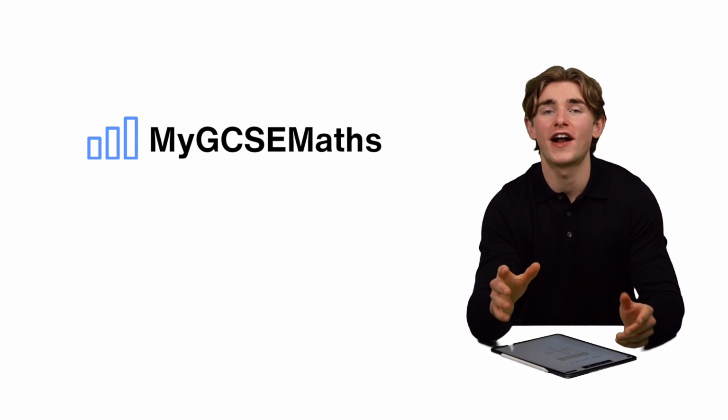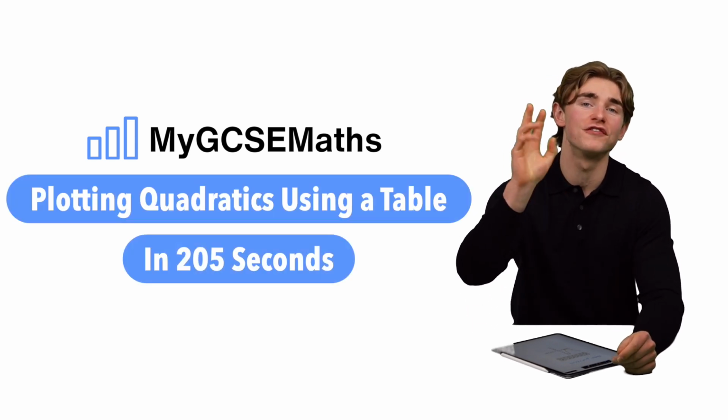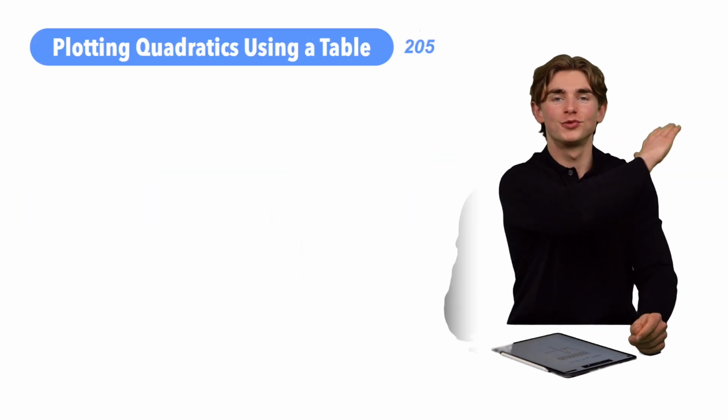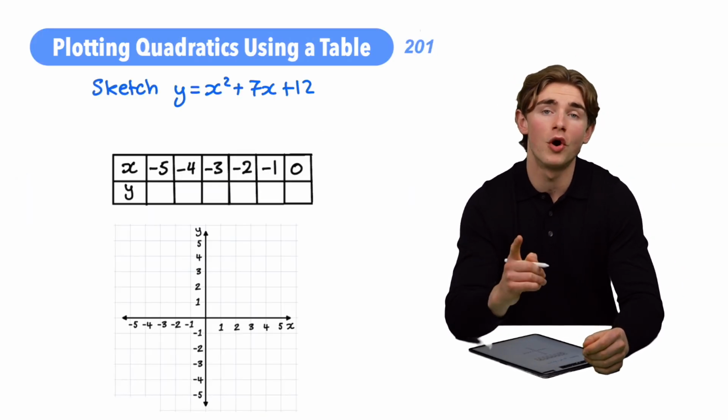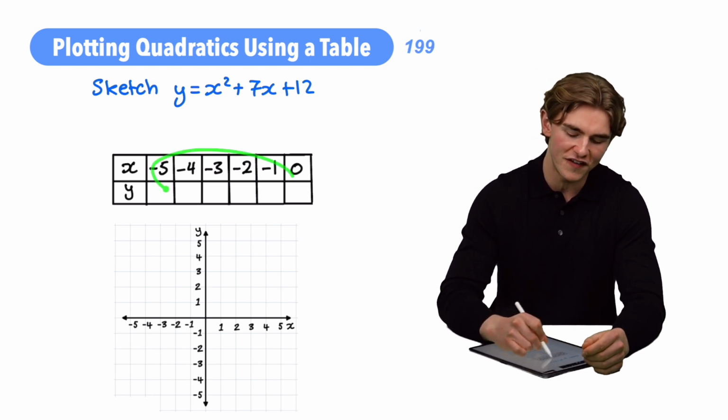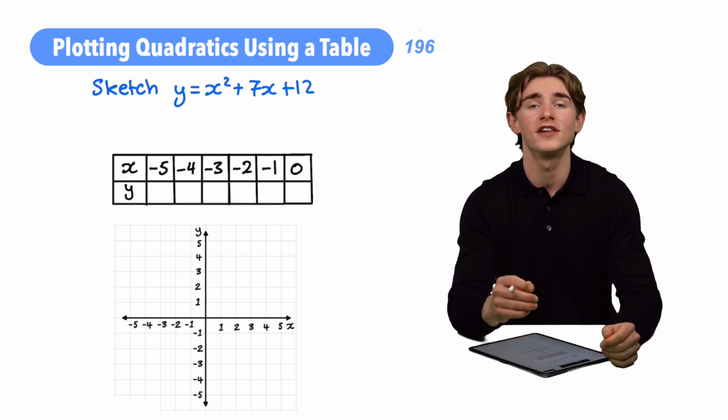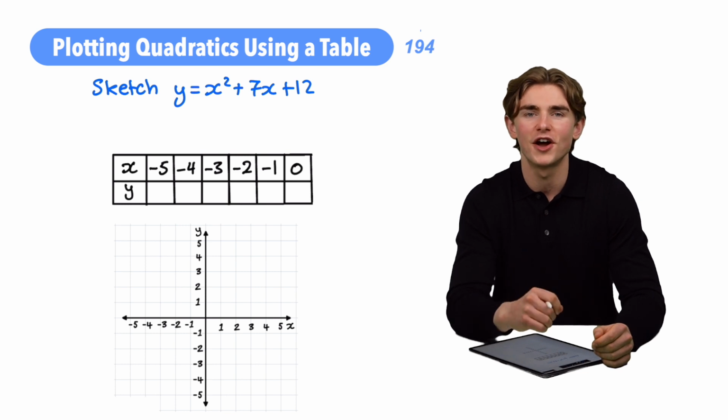How to sketch a quadratic by plotting coordinates in 205 seconds. Let's go. When it comes to sketching a quadratic, guys, there are a few different methods we can use, but one of them is going to be to plot a table of values and then to join all of the coordinates with a smooth curve. Let's have a look at how to do it for this one.